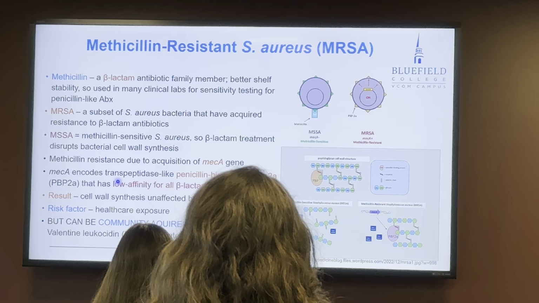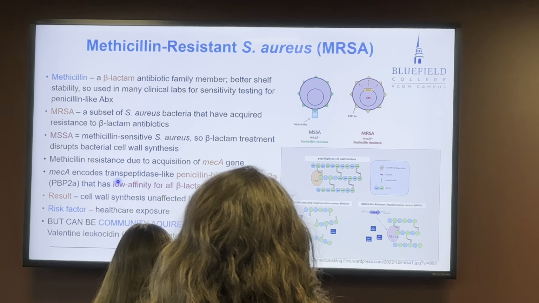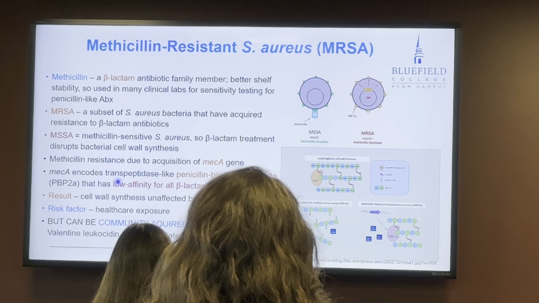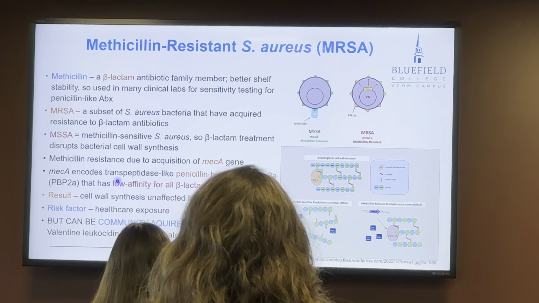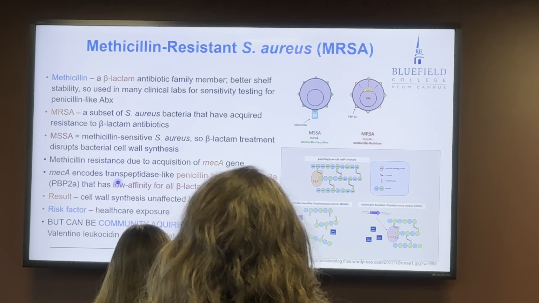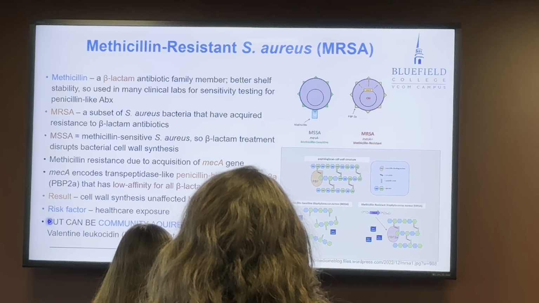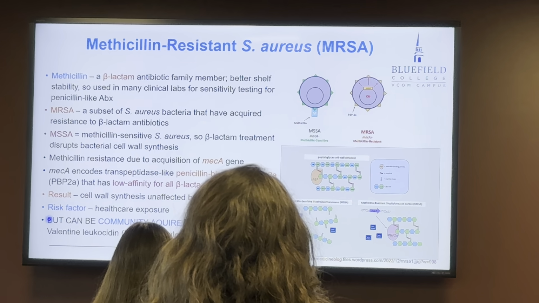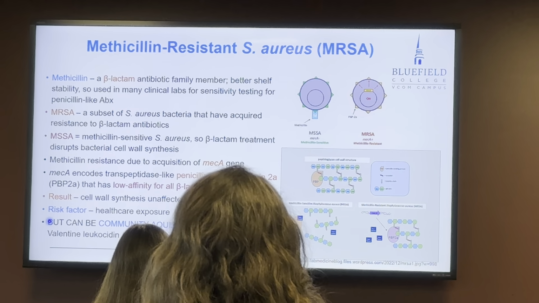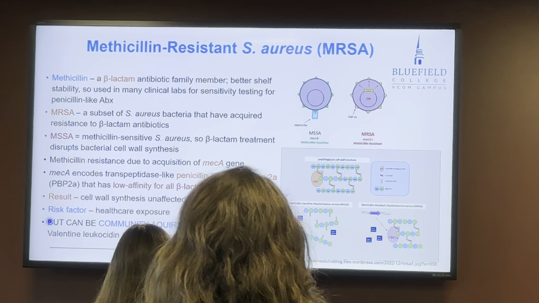It prevents binding of the drug, but because this is now an exogenous gene, the bacterium is making a lot of it, and so now the penicillin, the methicillin, whatever beta-lactam, cannot work very well, and now you've got your drug resistance. Big risk factor there is healthcare exposure. This is really sick people in the hospital a long time. This is where it circulates, but it's not exclusive. We do have community-acquired strains of MRSA as well.